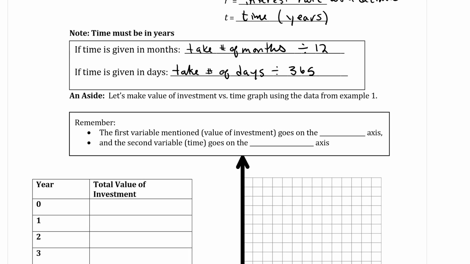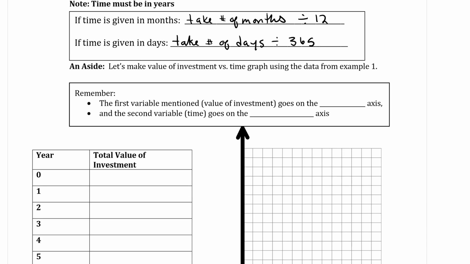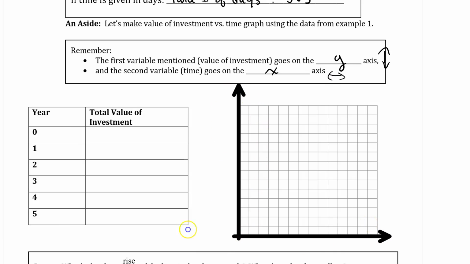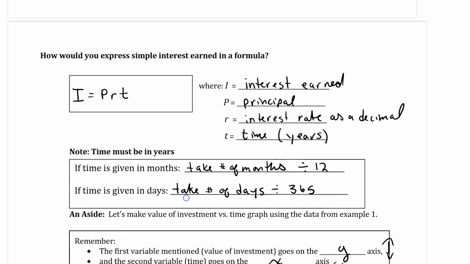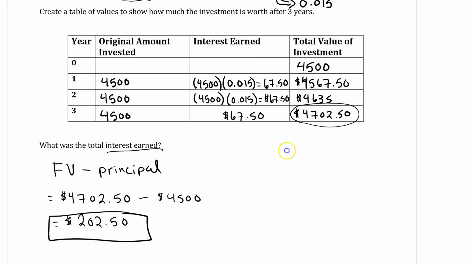So we as mathematicians like to express our data in a whole bunch of different ways. So why don't we make an investment versus time graph using the data from example 1. Remember the first variable mentioned, the value of the investment, goes on the y-axis, which is up and down. And the second variable, time, goes on the x-axis, which is horizontal. I've already added my little axes here. So let's flip back up top. We know the initial value of the investment is 4,500, then we go up by 67.50 every single time.